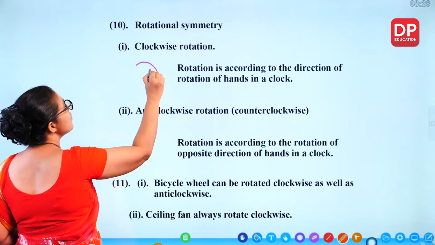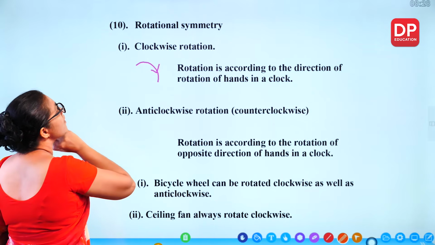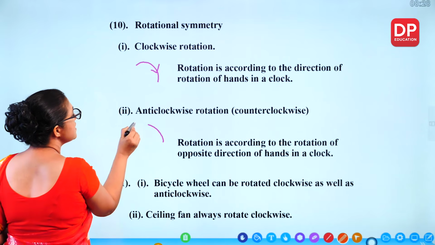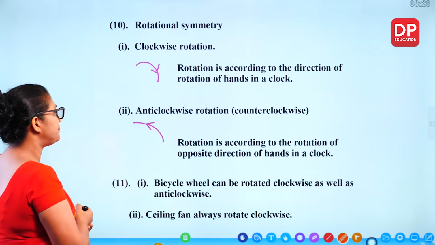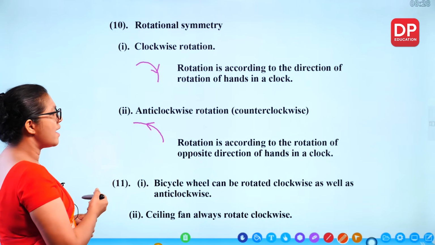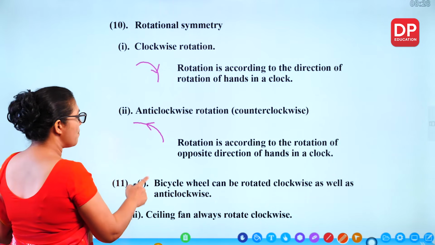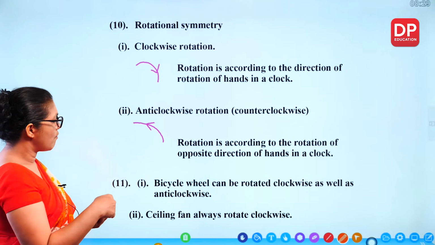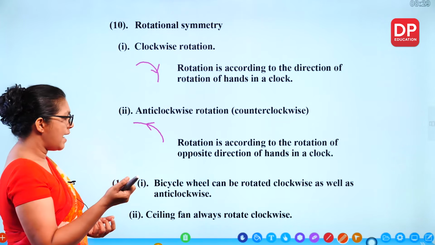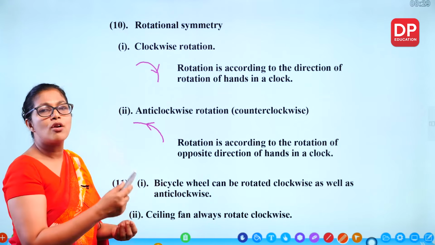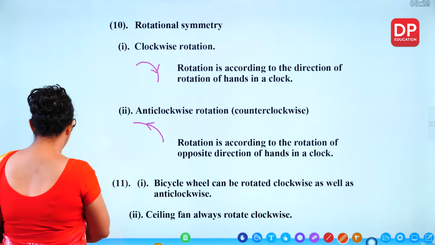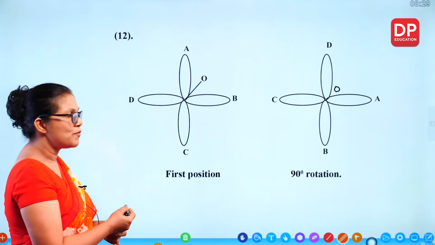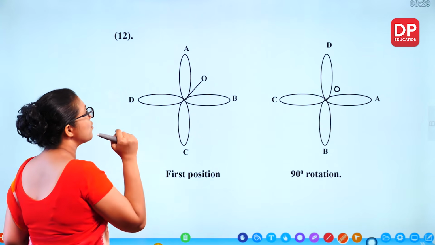So here this way we rotate. That's called clockwise. Anti-clockwise or counterclockwise means we are rotating this way. That's the opposite direction of the hands in a clock. What about a bicycle wheel? You can rotate it either clockwise or anti-clockwise. But a ceiling fan always rotates clockwise. Take this figure and we'll see how many times we get the same figure when we rotate.